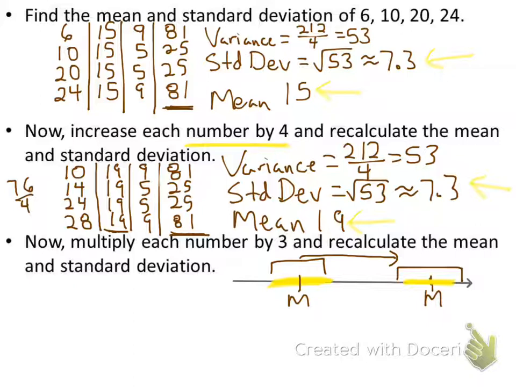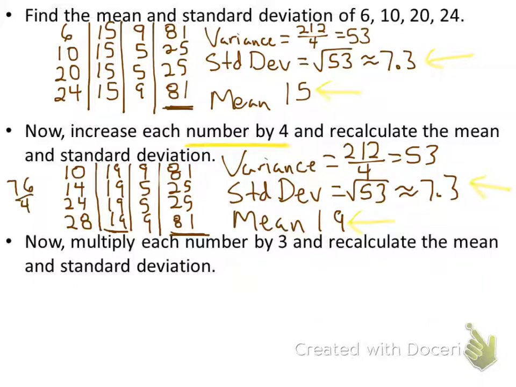Okay, so we added the same amount to each value. It added that same amount to the mean, but it didn't change how far apart the numbers were, which almost makes sense as to why the standard deviation did not change. All right, now let's go look at our next example. Let's clean up here.